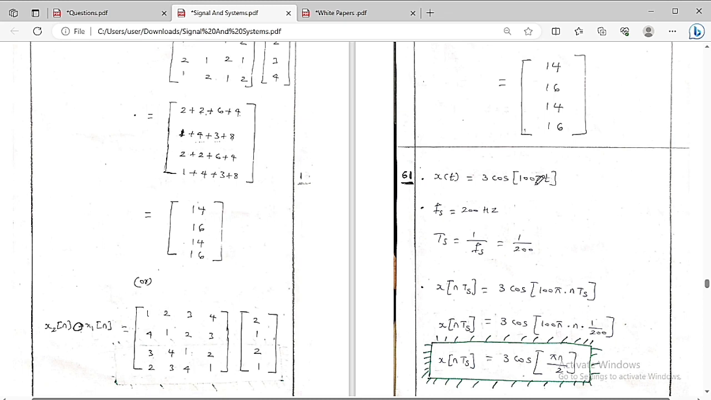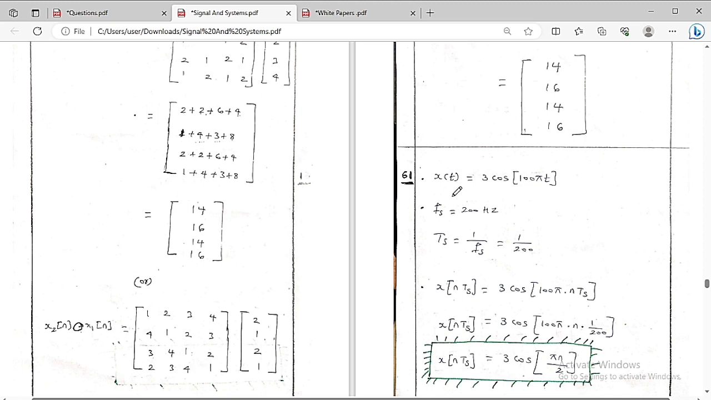So what is the sampling frequency they have given? 200 Hz. The sampling frequency is 200 Hz. Then the sampling time period, which is the inverse of the sampling frequency, is 1 by 200. And I have already told you, basically, if x of t is this expression, then at each and every time Ts only, we are going to get the corresponding discrete time signal.